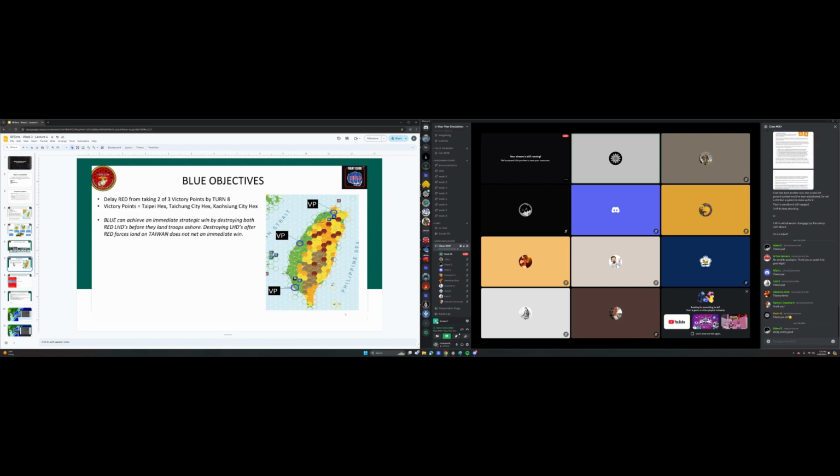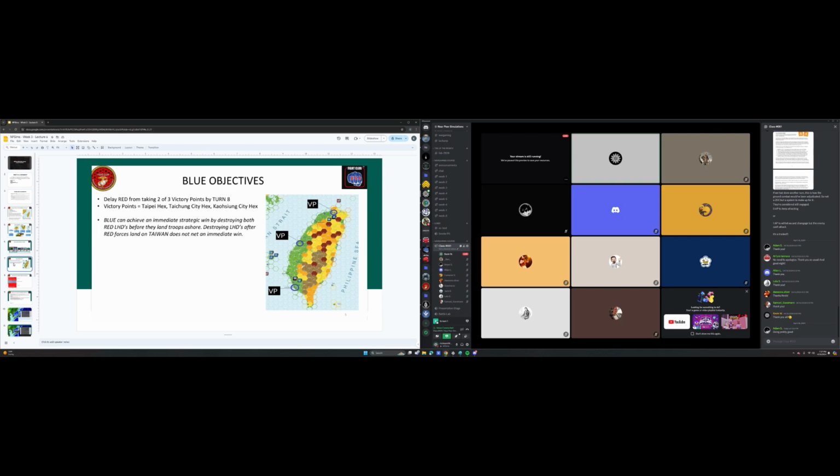And then at the bottom, you can see there's a separate victory condition that if blue does decide to get a little aggressive and maybe go for a counter punch instead of trying to defend, they win by destroying both of the Chinese LHDs. Because essentially at that point, they're never going to land on Taiwan and they're never going to get those victory points.